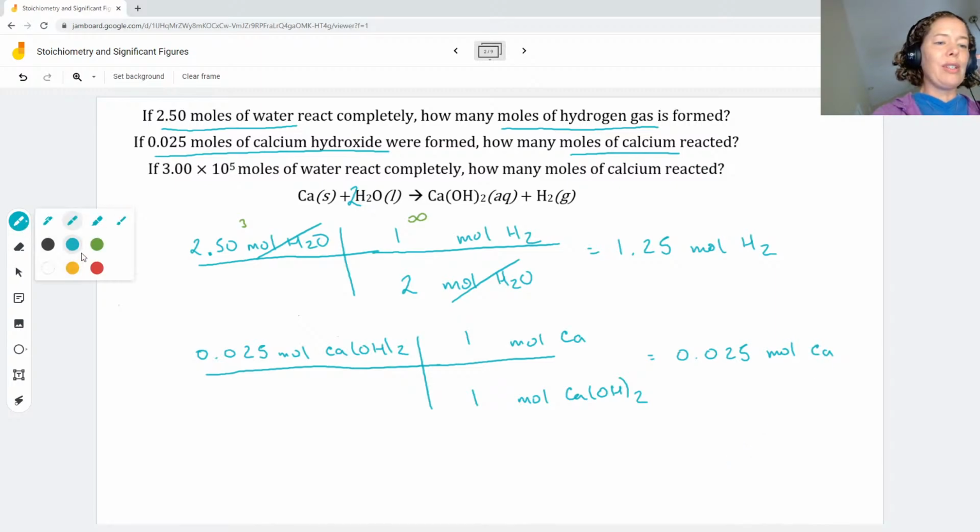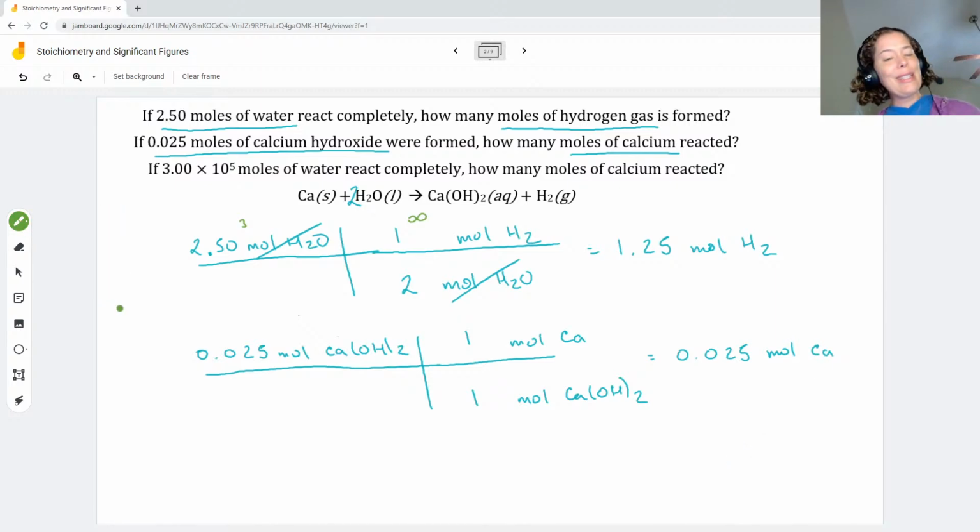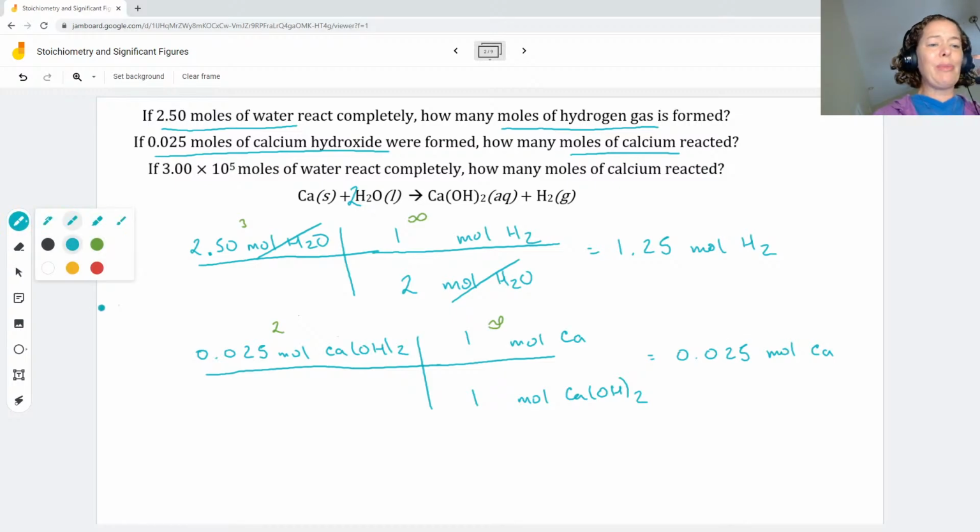Again, let's do our sig figs, although you probably already know where this is going. My 0.025 moles of calcium hydroxide has 2 sig figs. Remember, these leading zeros are not significant. Again, my mole ratio has an infinite number, so my final answer should have 2 sig figs, which it does. Easy peasy, right? The great thing about doing moles is generally the math is not too difficult.